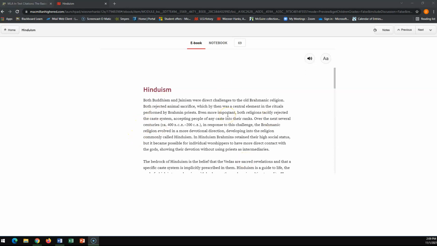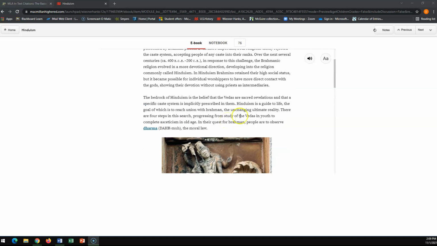I don't have to directly copy and paste. I can put this in my own words. Although it's in my own words, I still need to cite this at the end of the paragraph or the sentence where I'm summarizing this, right? The same down here. If I want to take a direct quote, Hinduism is a guide to life, I could copy and paste that, put that in quotes, and then tell the reader I found this in Wisner, Hanks et al. on page 76. That's what you guys are forgetting to do as you're going through and writing your essays.